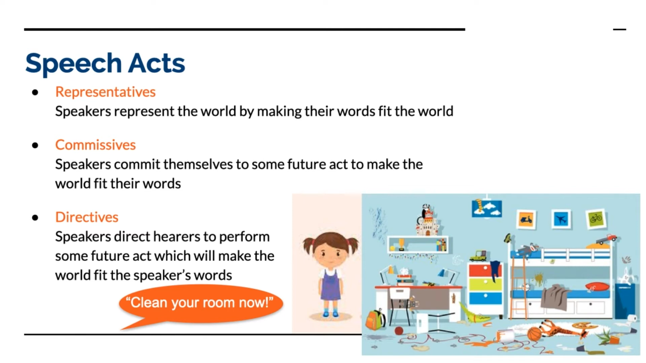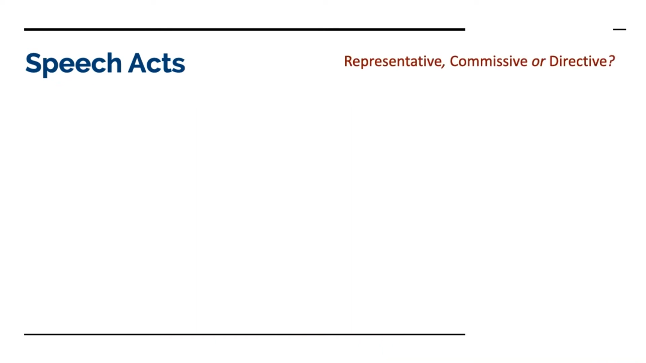So directives and commissives are both cases where the words come first, and then some action happens to make the situation in the world match the words in the utterance. A representative is a speech act in which the situation in the world exists first, and then the utterance contains words and meanings that match what already exists in the world. Let's look at a few examples.